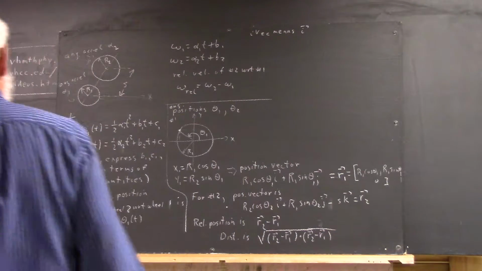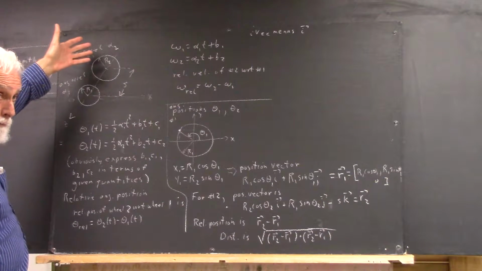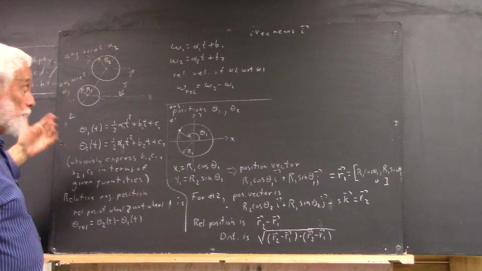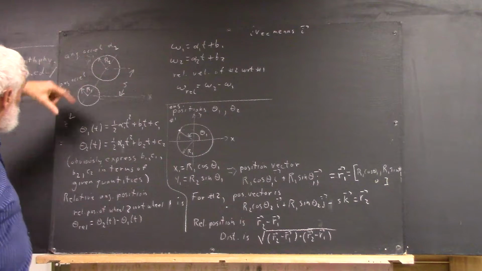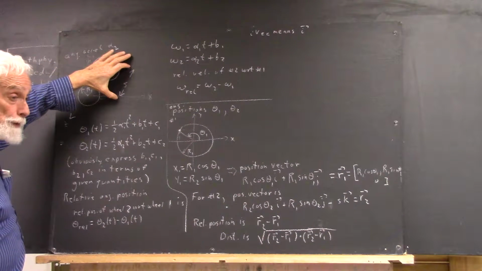We have two objects, two rotating objects, in this case two circles, with the same axis. They're rotating about the same axis, here's the axis, goes through the center of both, separated by some distance s.